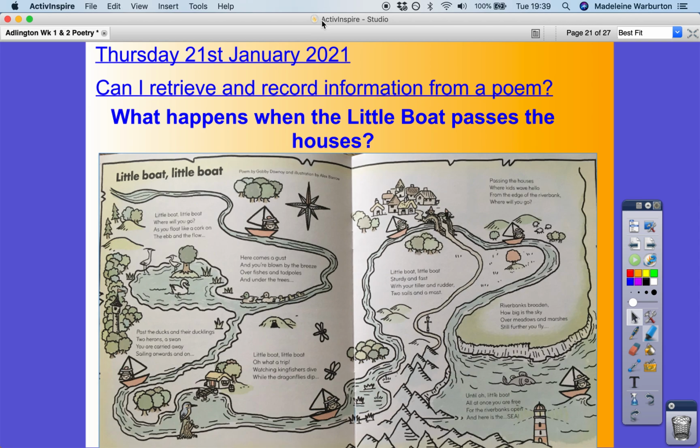I hope you're enjoying this poem. It's quite a chirpy one. We are going to carry on retrieving again, so we're going to carry on finding certain information from the poem. It's a really important skill. And the first question I have for you is, what happens when the little boat passes the houses? What happens when the little boat passes the houses?